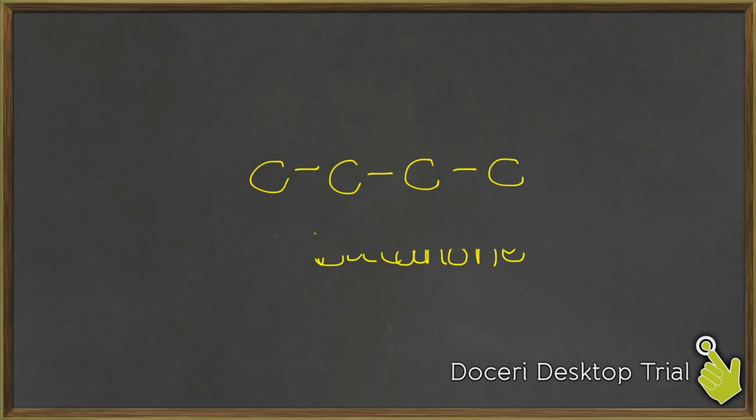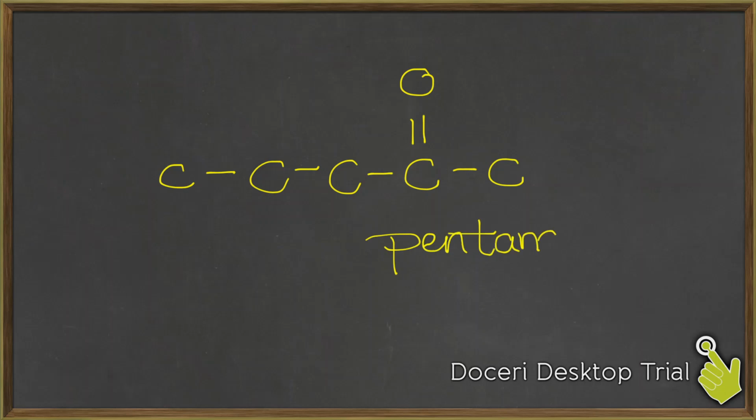Okay, now, when would be an example when I do need to indicate where that C double bond to O is? Let me do this. Well, now it's got 5 carbons. Okay, it is a ketone. That C double bond to O is in the middle of the chain, but now I do need to indicate where it is, and it is on carbon number 2, 2-pentanone.